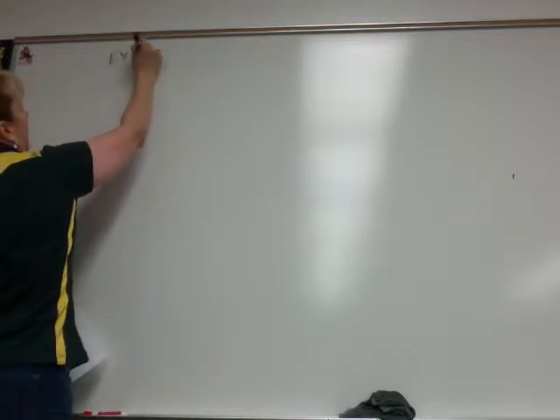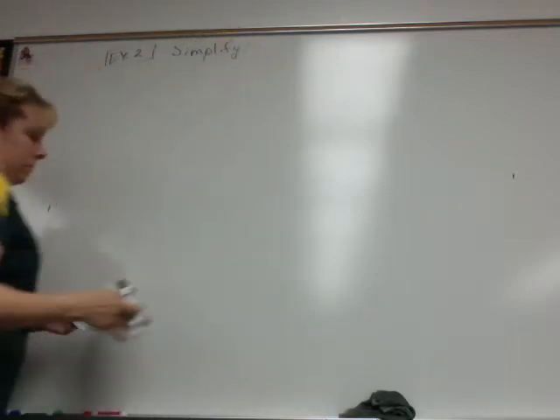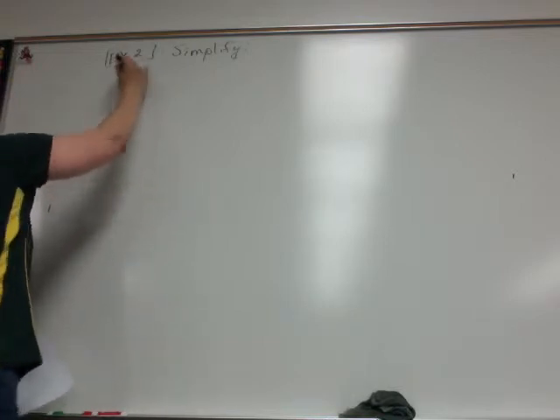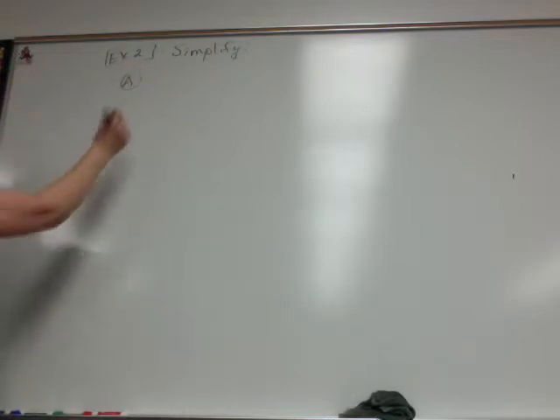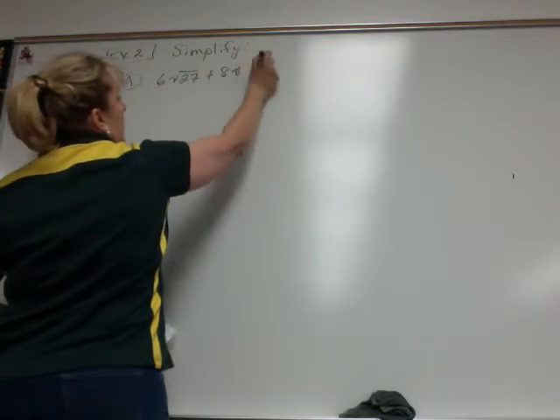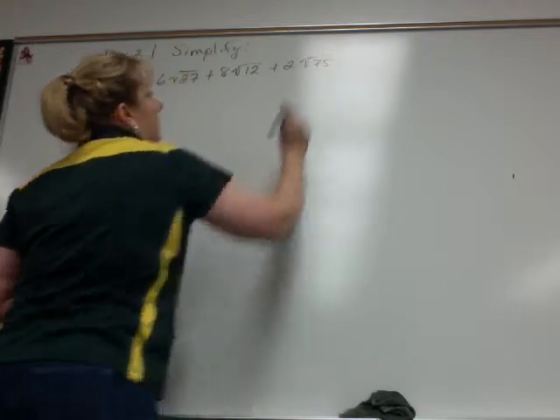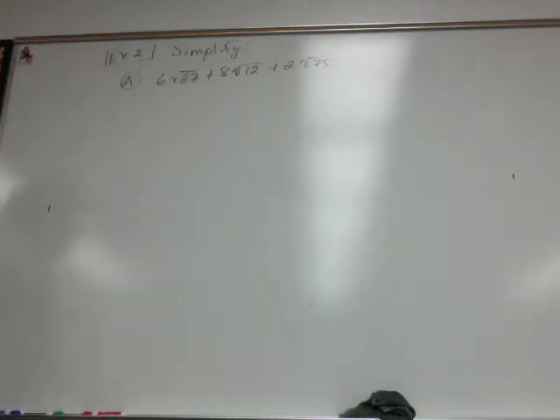So example 2, we're still simplifying. Question A. So this time I have 6 radical 27 plus 8 radical 12 plus 2 radical 75. Are those like radicals? Yes or no? No. So right now I can't add any of them together.